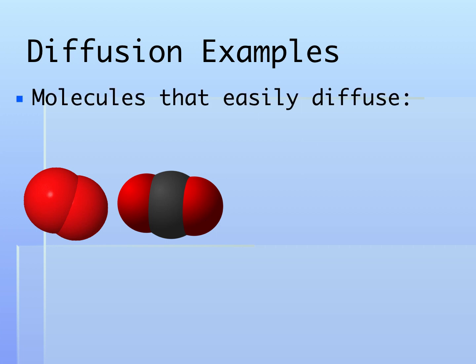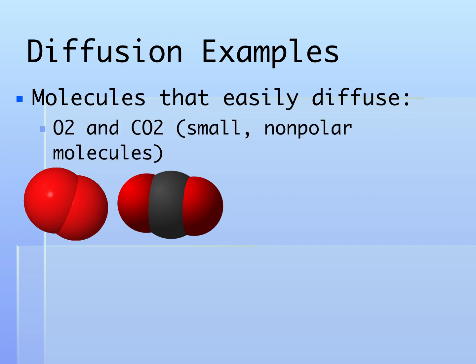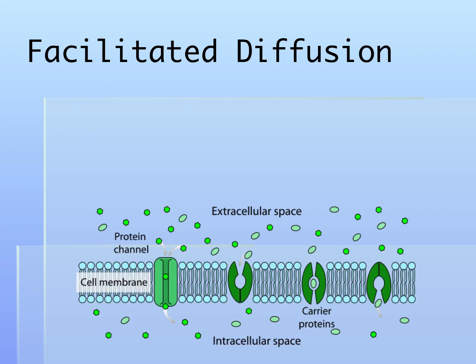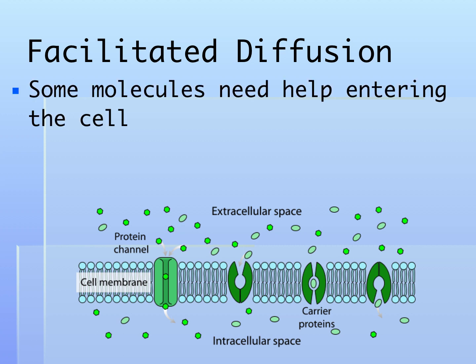Here are some more examples, and these are things that are going to diffuse across membranes. Molecules that easily diffuse are going to be small molecules and also nonpolar molecules. So oxygen and carbon dioxide, those are the two molecules that are pictured. They're both small and nonpolar. They will easily diffuse right across the cell membrane. Other molecules will have to use facilitated diffusion. Now, facilitated diffusion is just the diffusion of large or polar molecules with the help of proteins.